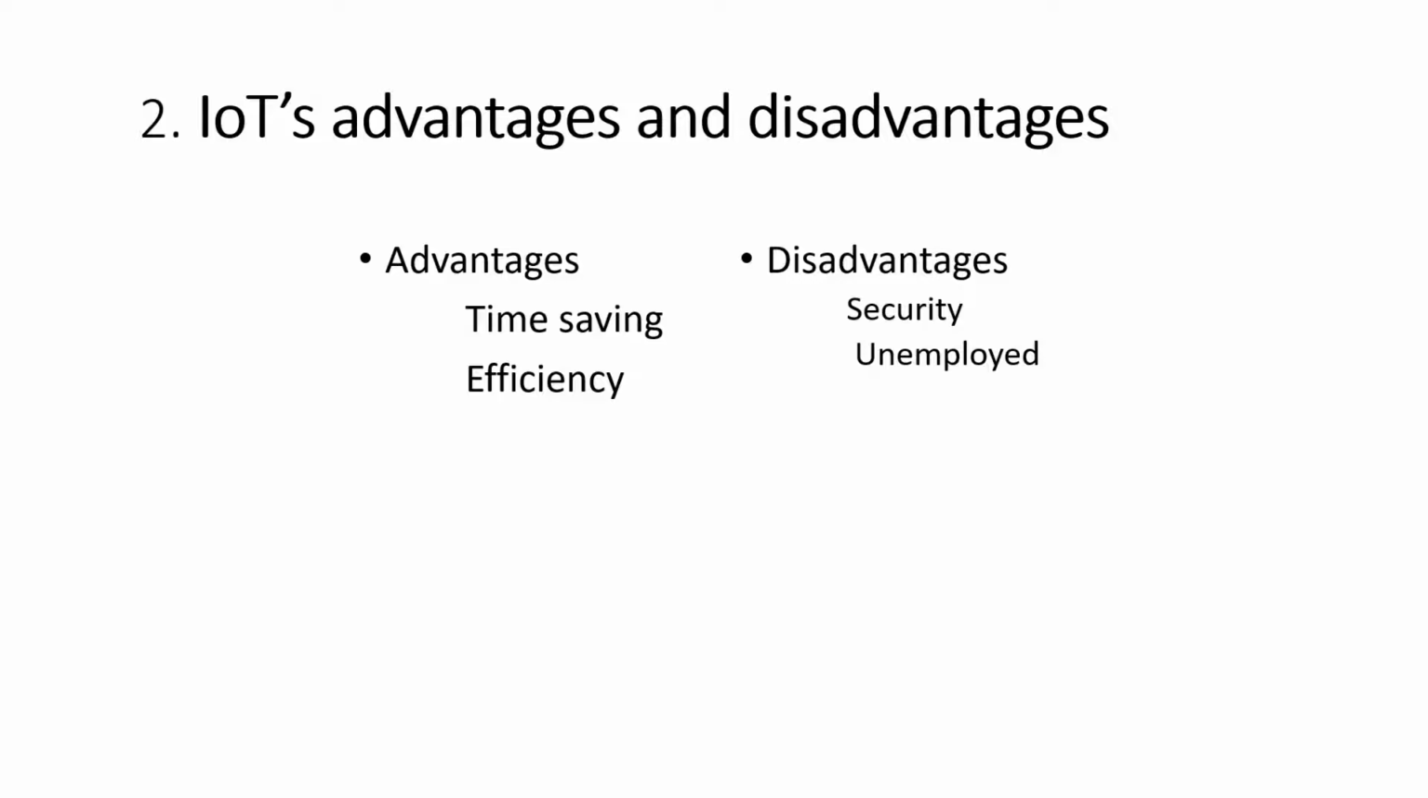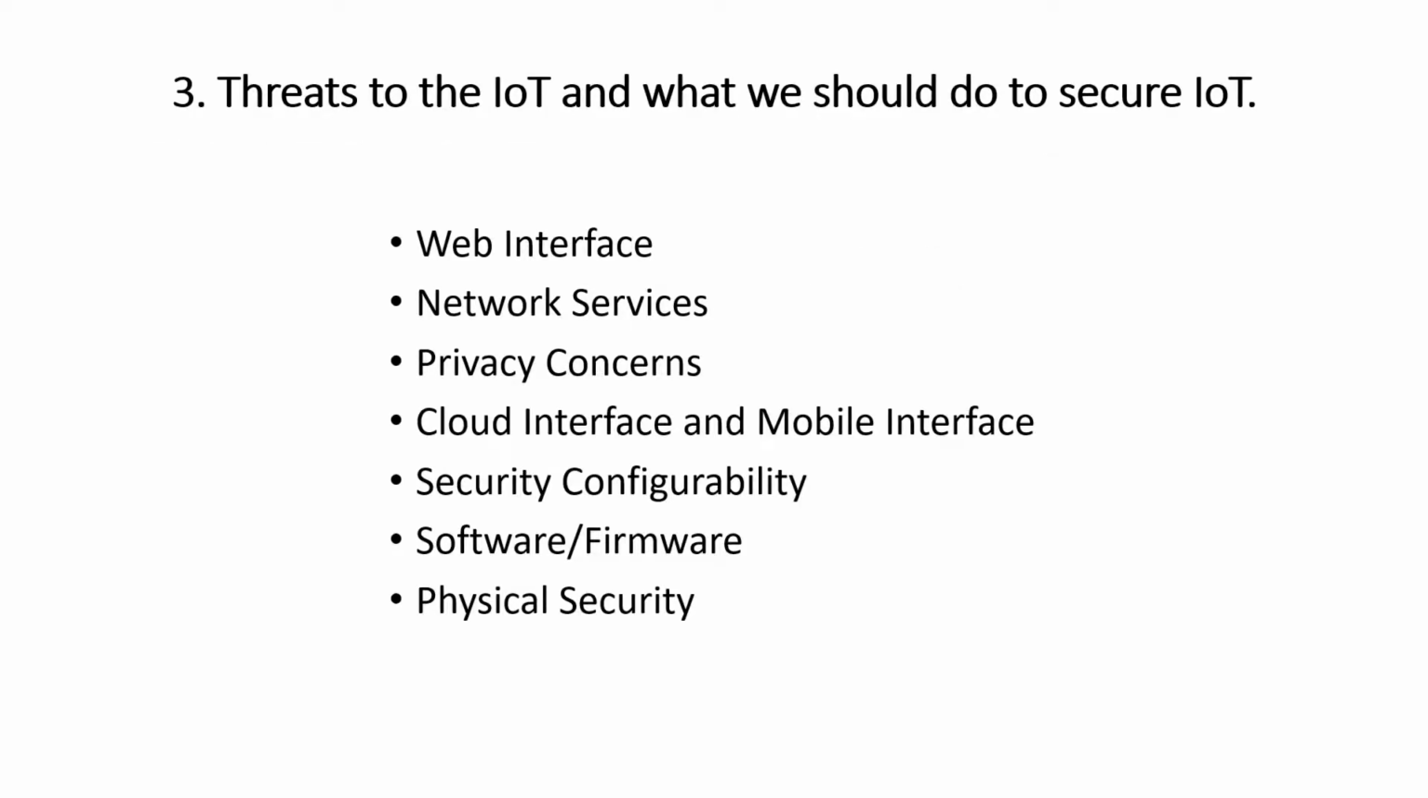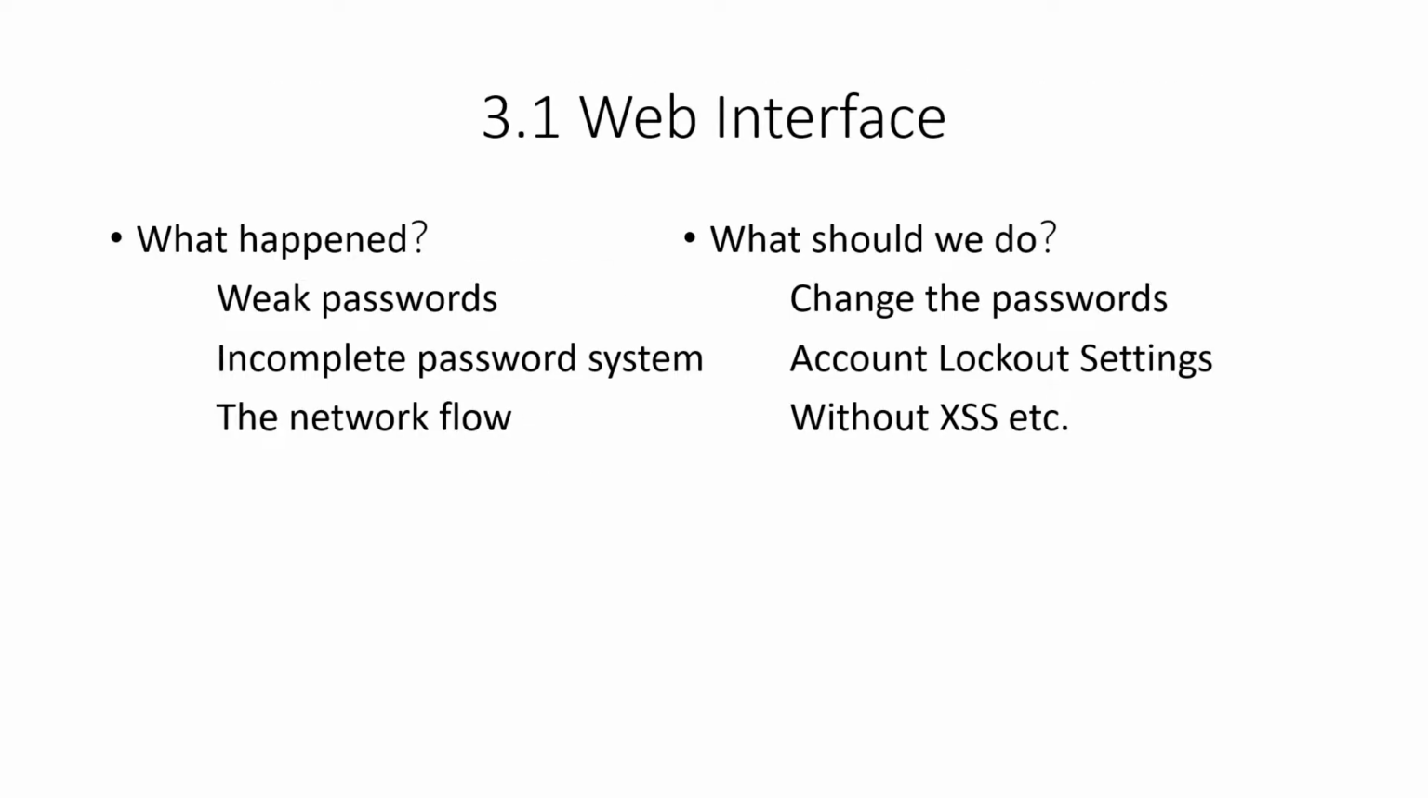Okay, next we are talking about the threats to IoT, and what we should do to secure IoT. We can see there are several threats to be solved. I have to say there's no such thing as perfect. IoT faces many threats from many different places. The first one is the web interface.